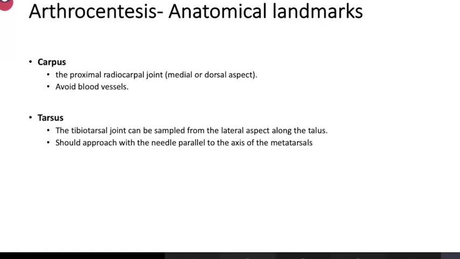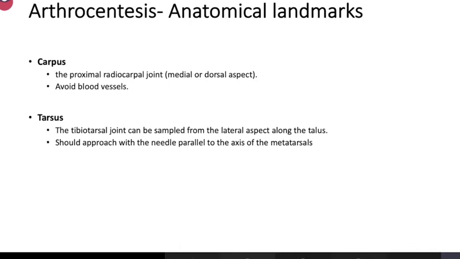And often you'll need to push over a blood vessel when passing over the antebrachium, just to avoid that as well when sampling. And then the tarsus and the tibiotarsal joint can be one of the easier joints to access, and you can sample it from the lateral aspect along the talus.